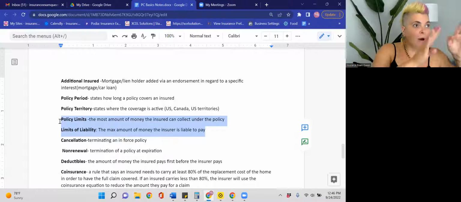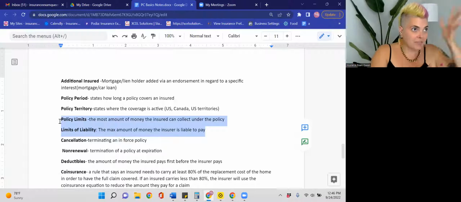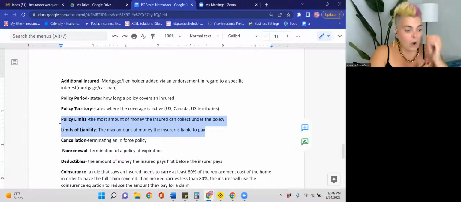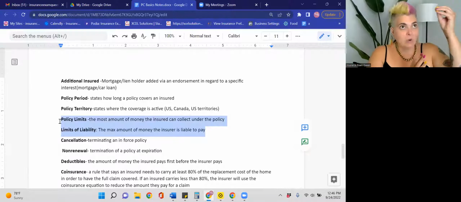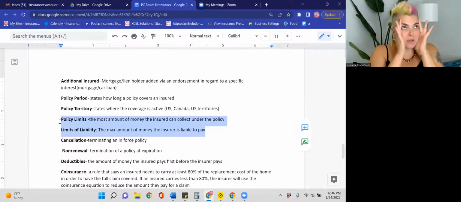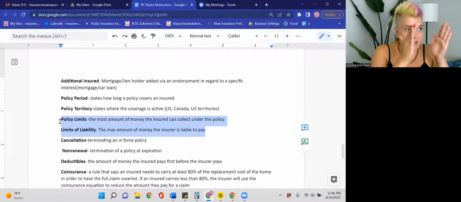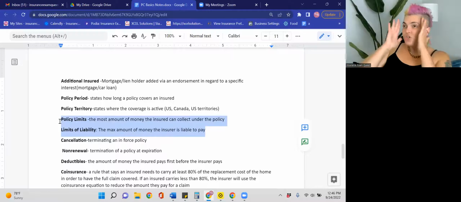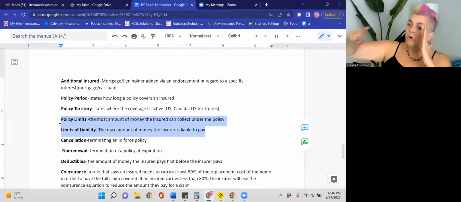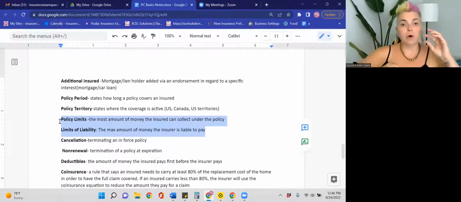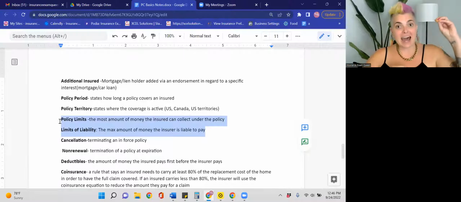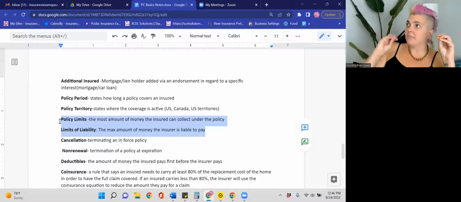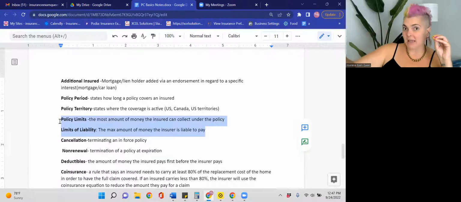If we're coming from how much money can I collect, I'm thinking of policy limits. What limits are on my policy? What limits do I have available on this policy? So from the customer's perspective, they think of it as policy limits. From the insurer's perspective, they say, well, what is the max we would have to pay? So a policy limit is how much can I collect? Limit of liability is what is the max we have to pay?